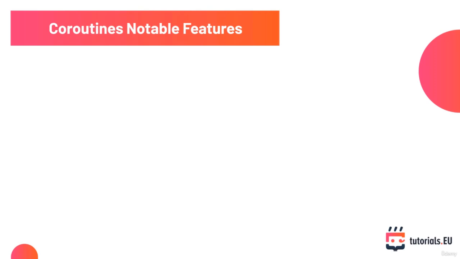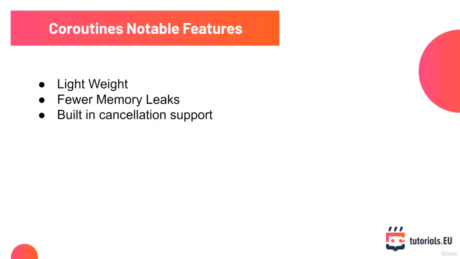To summarize the features of coroutines, first of all, they are lightweight. This means that you can run many coroutines on a single thread due to the support of suspension. Then you have fewer memory leaks. By running a coroutine in a specific scope, you ensure that they do not leak as it terminates at the end of its scope. Then you have built-in cancellation support. The launch option returns a job which can be used to cancel the running coroutine.